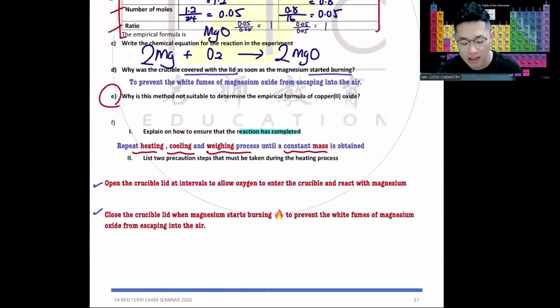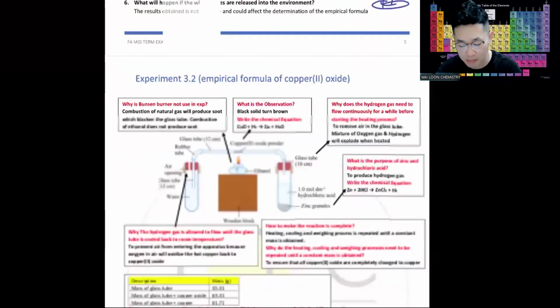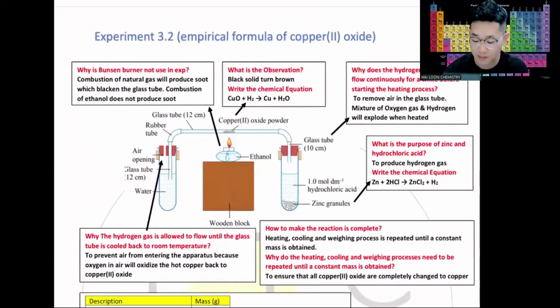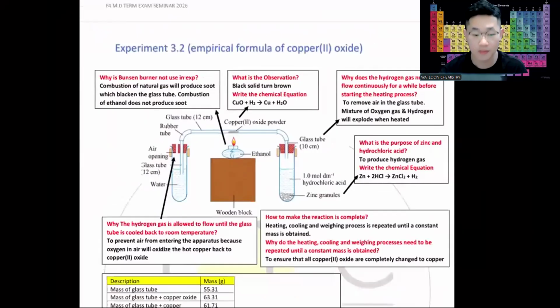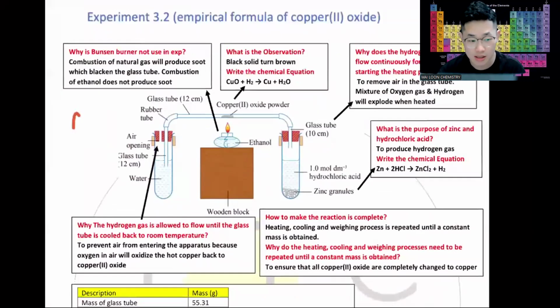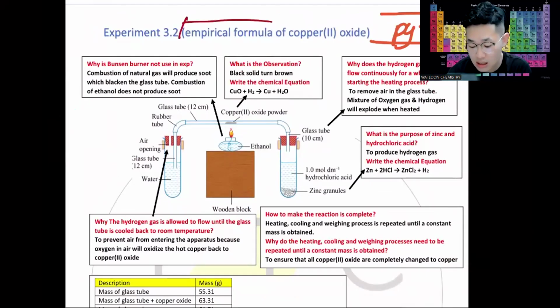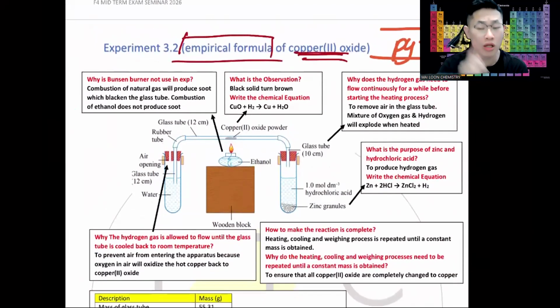Now we have to go back to our page number 6. Okay, we go back to our page number 6. Page number 6 is the empirical formula of the copper 2 oxide. You only have one thing to do, okay? You only have one job.